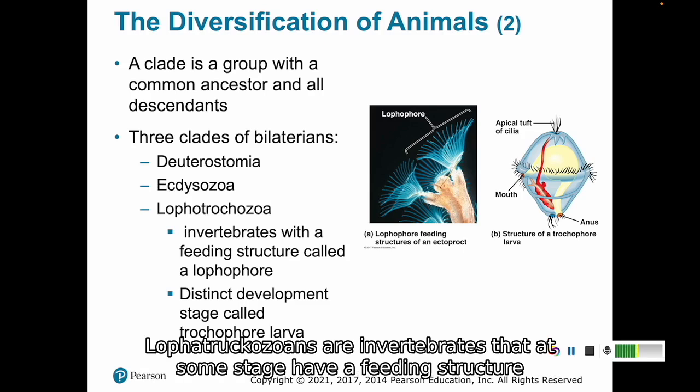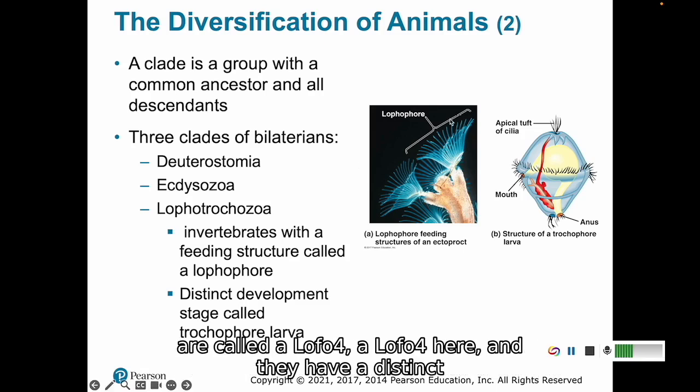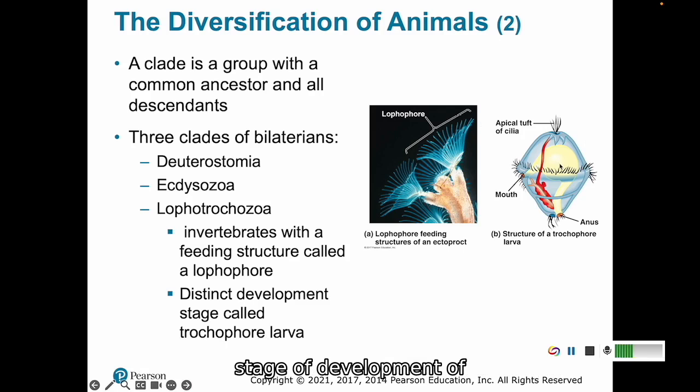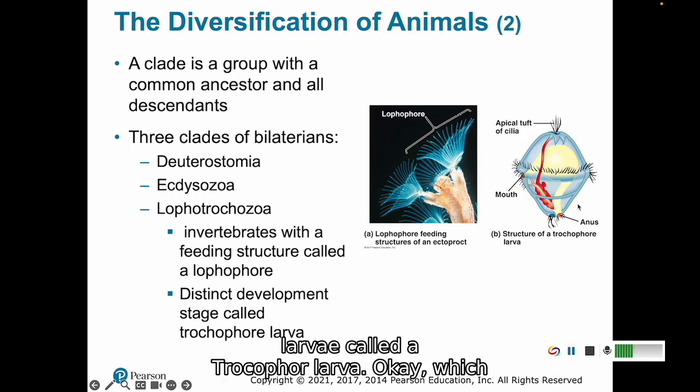The Lophotrochozoans are invertebrates that at some stage have a feeding structure called a lophophore, and they have a distinct stage of larval development called a trochophore larva.